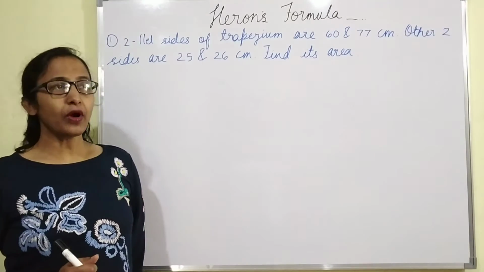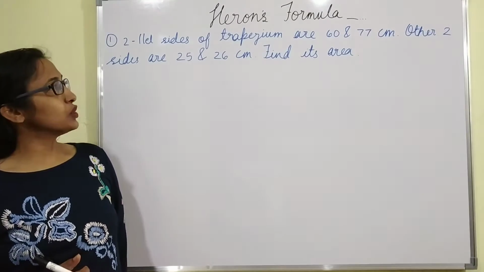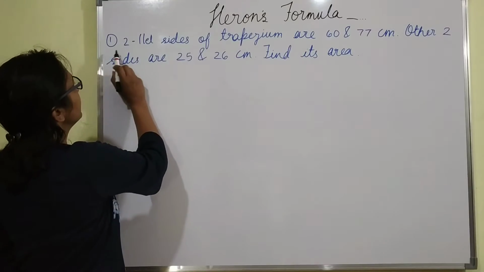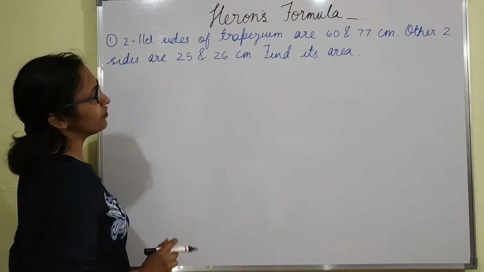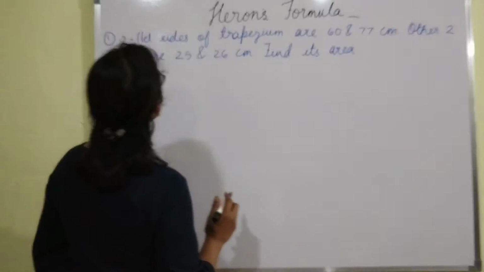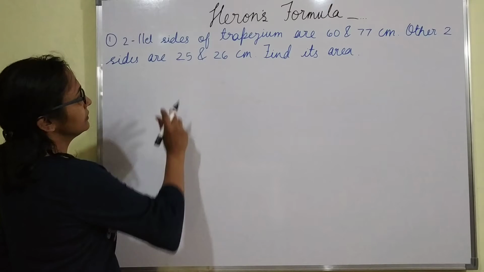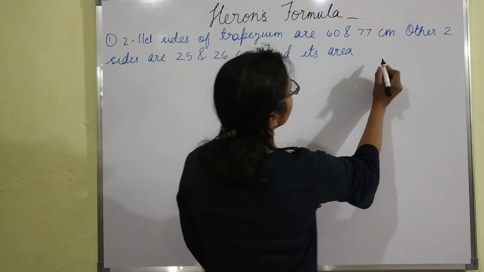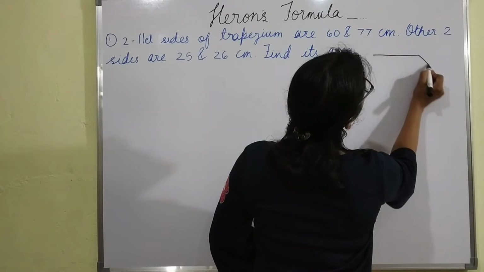In an earlier video, I explained many questions based on Heron's formula. Now more questions. Two parallel sides of a trapezium are 60 and 77 centimeter. The other two sides are 25 and 26 centimeter. Find its area.